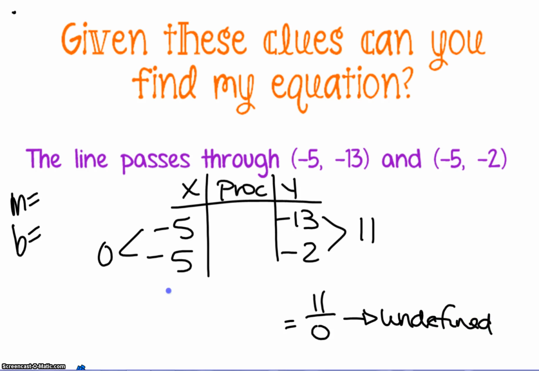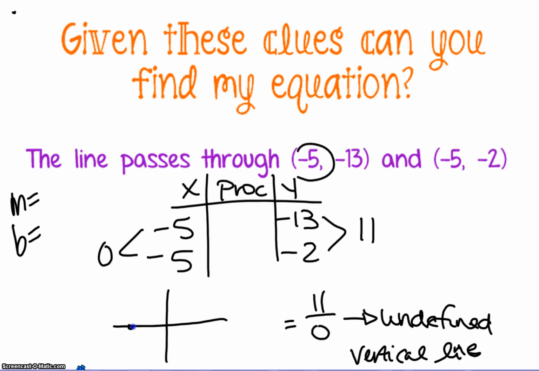So if we look at it on a graph, we know that we are going to have a vertical line going through x. So what is our x? -5. So that would be what your line looks like. So our equation would just be x equals -5.